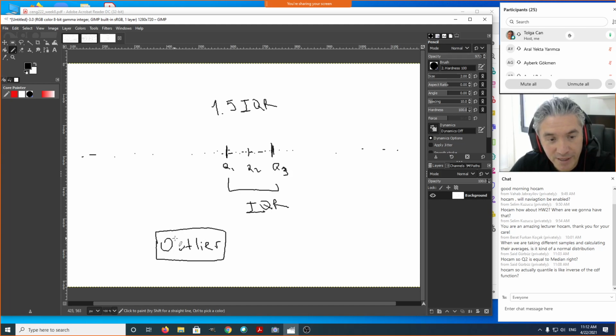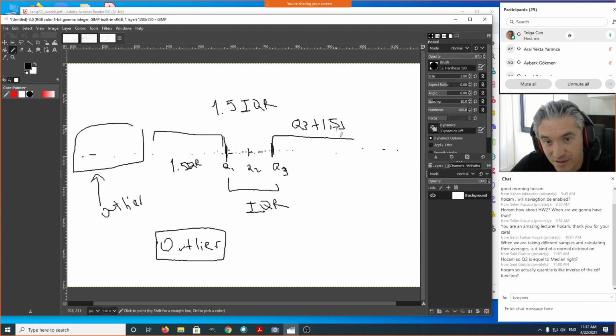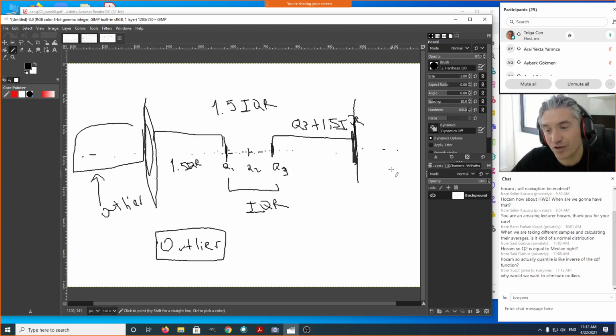So one way to determine the outliers is 1.5 interquartile range, IQR. If you have a data point smaller than Q1 minus 1.5 times the interquartile range, they may be outliers on this side. And similarly, Q3 plus 1.5 times the interquartile range, that may be another threshold you set here. Okay, so these are your thresholds, and any data point, any observation outside these thresholds may be your outliers.